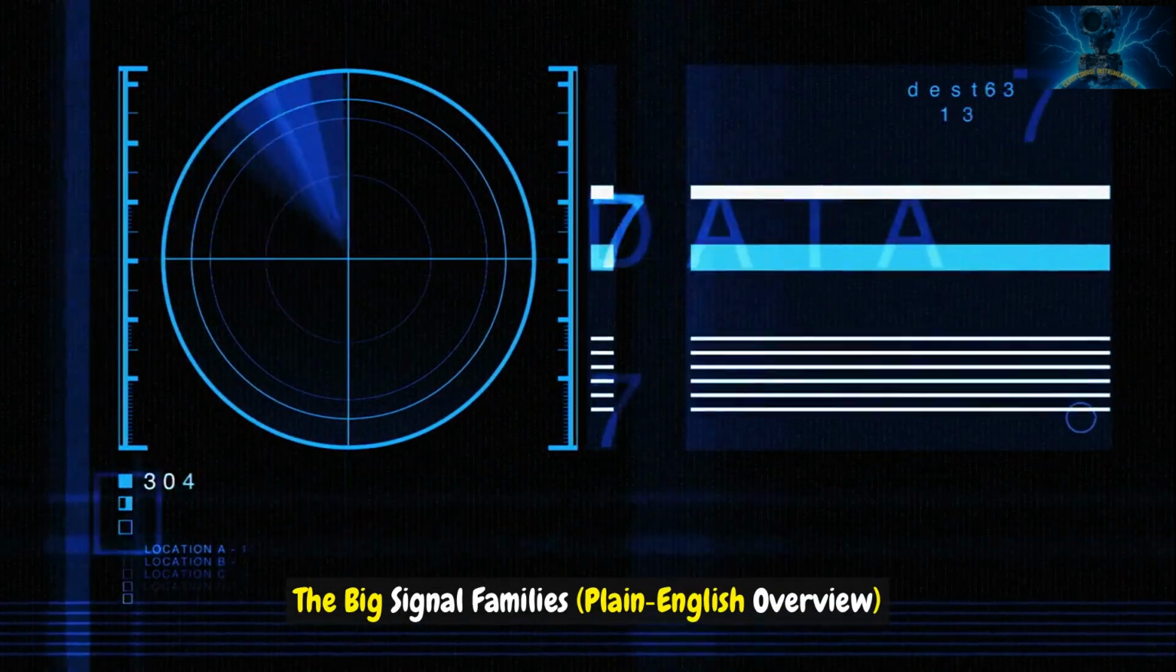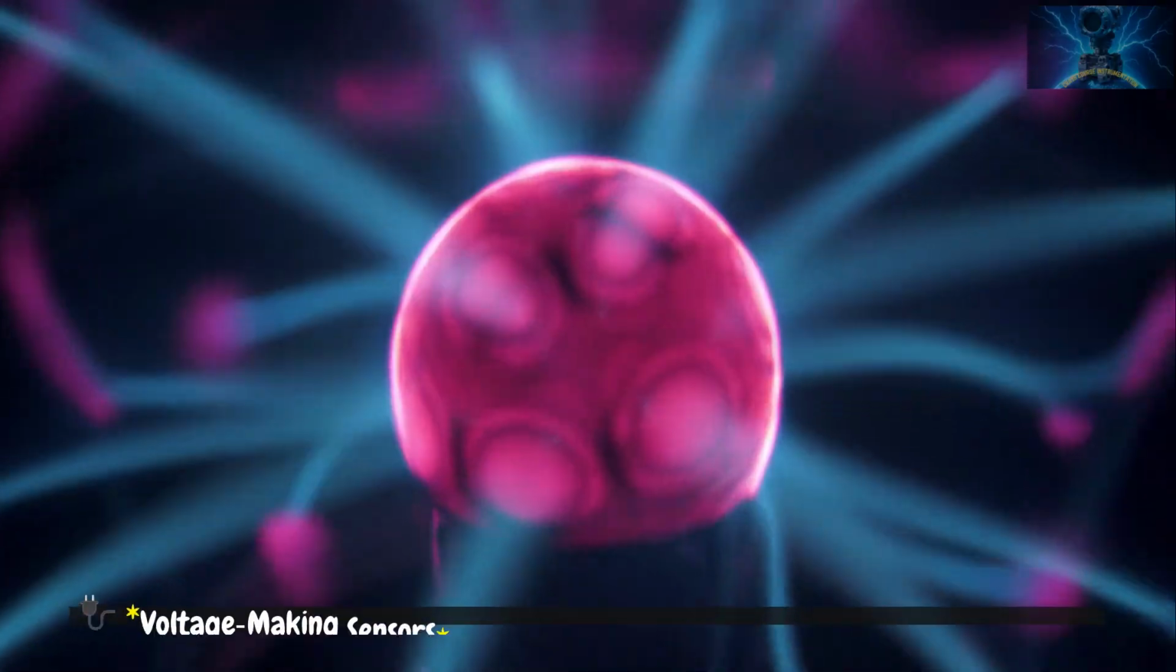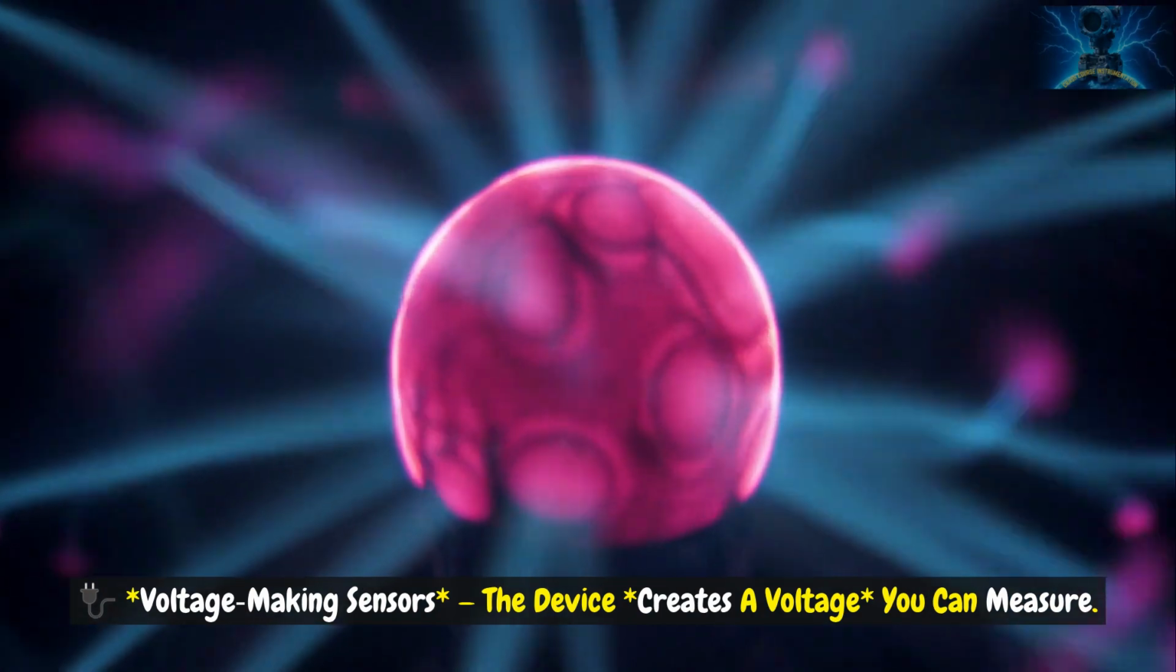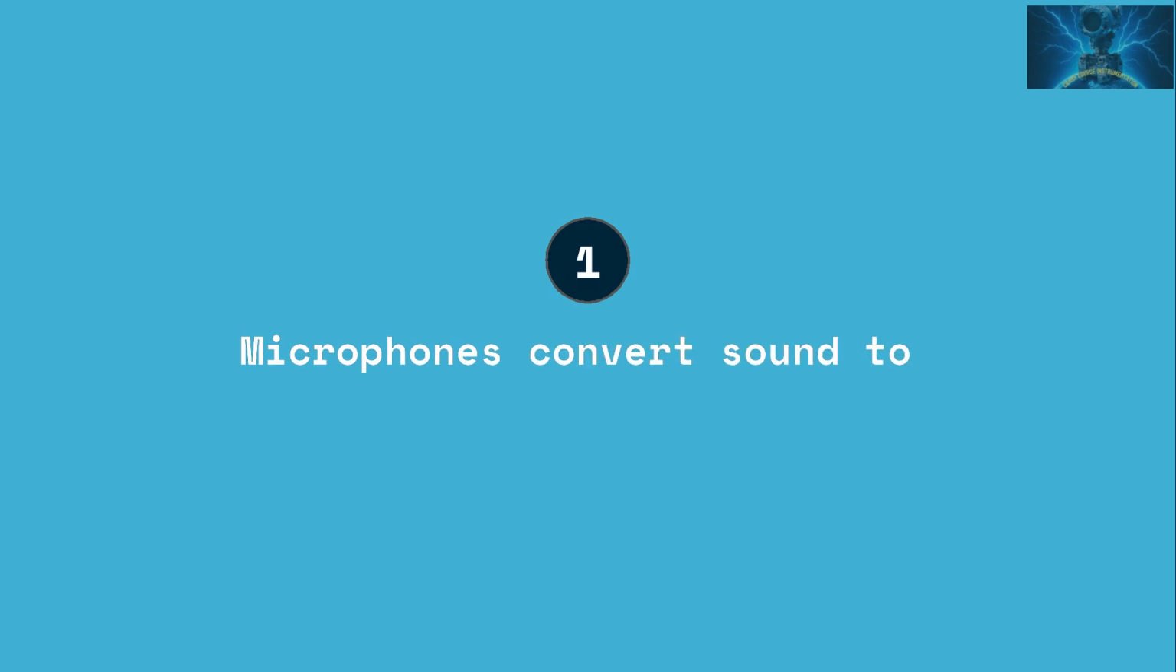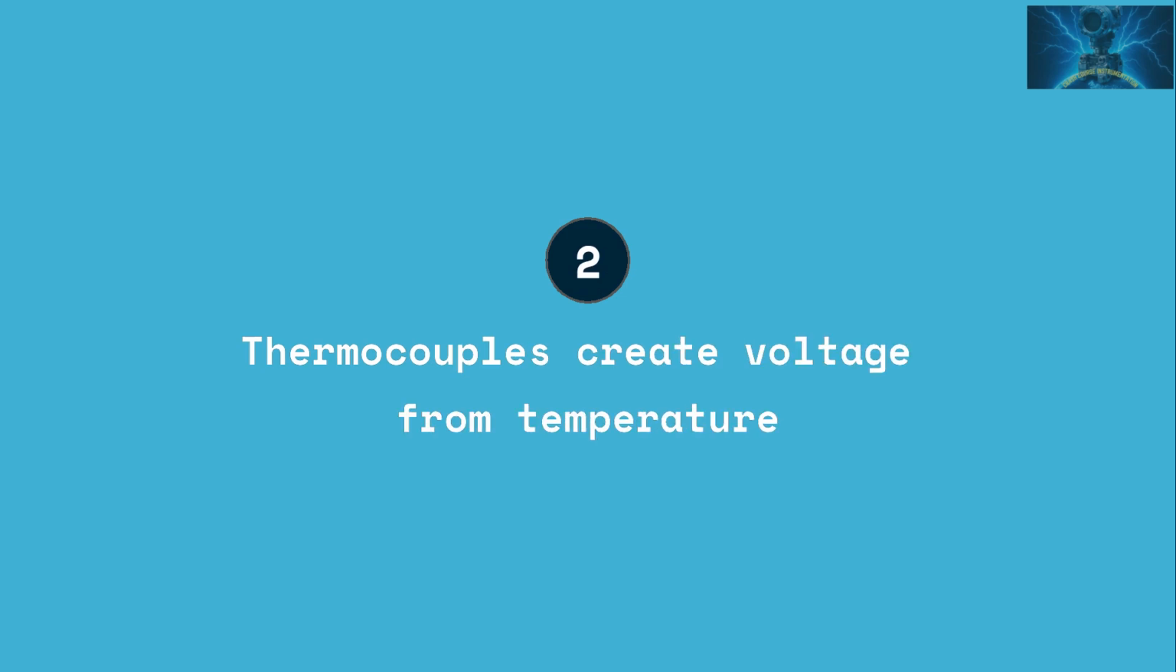The big signal families, plain English overview. Voltage-making sensors. The device creates a voltage you can measure. Microphones, moving coil, condenser, turn sound into a small voltage. Thermocouples use the Seebeck effect. Two different metals joined at a hot junction create a tiny voltage related to temperature.